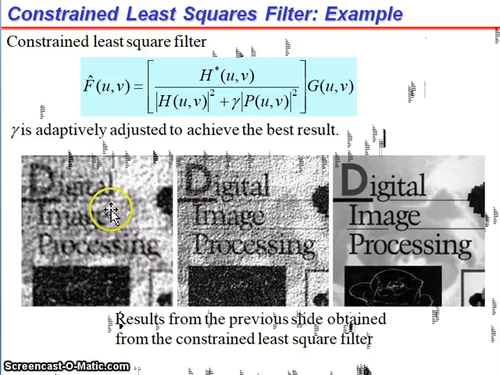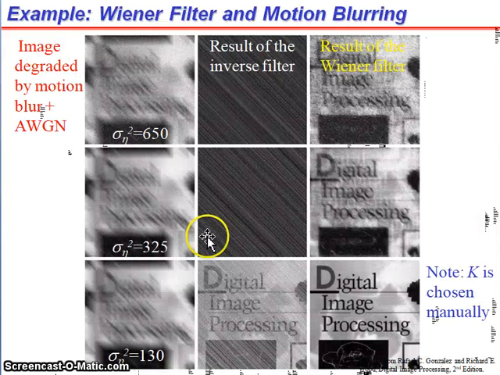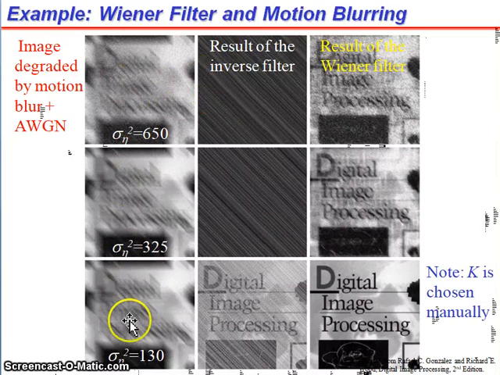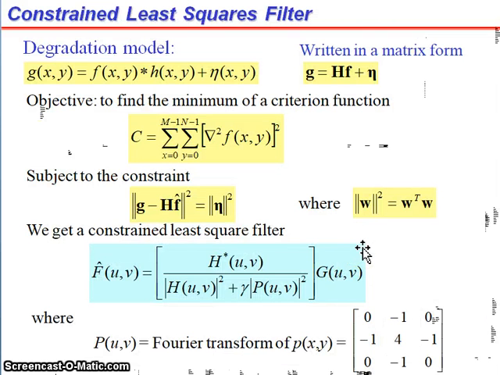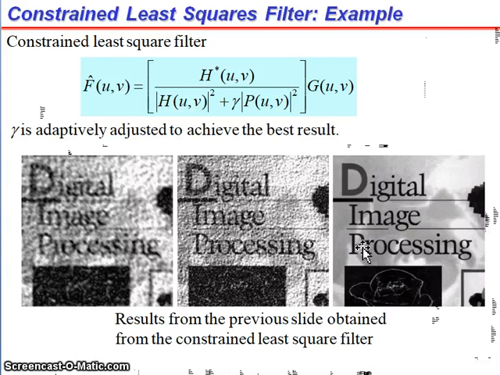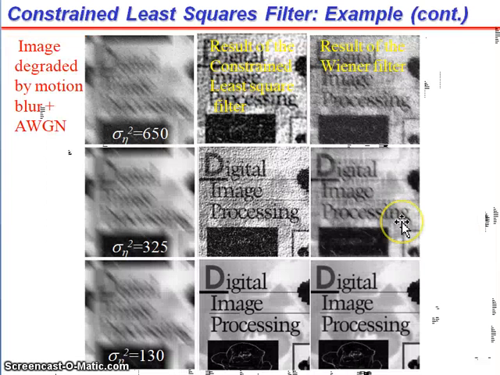So this is the input. These are the outputs coming from these three inputs, right? Observe, when I apply the Wiener filter, I got outputs like this. When I apply this constrained least square filter, improvement is there. See this, these are the outputs of the constrained least square filter. These are the outputs of the Wiener filter, right?